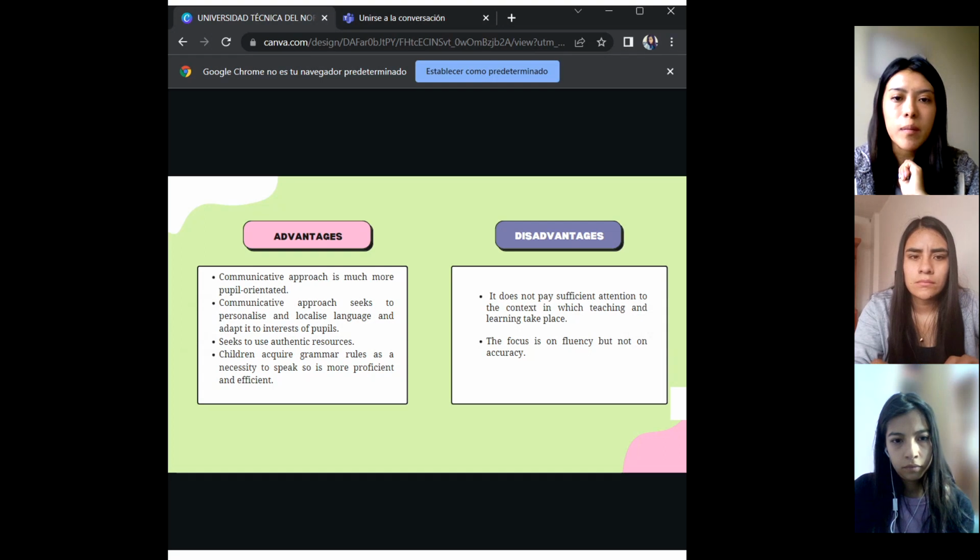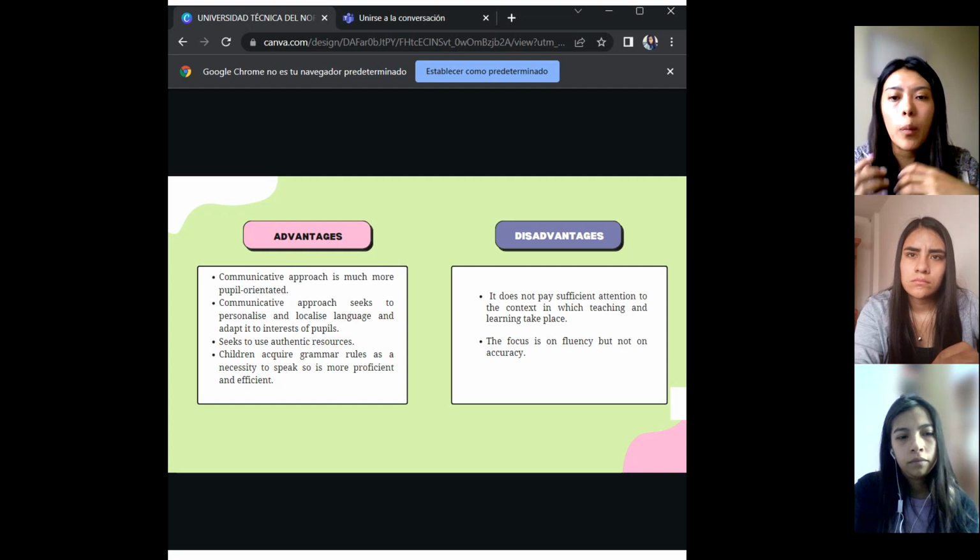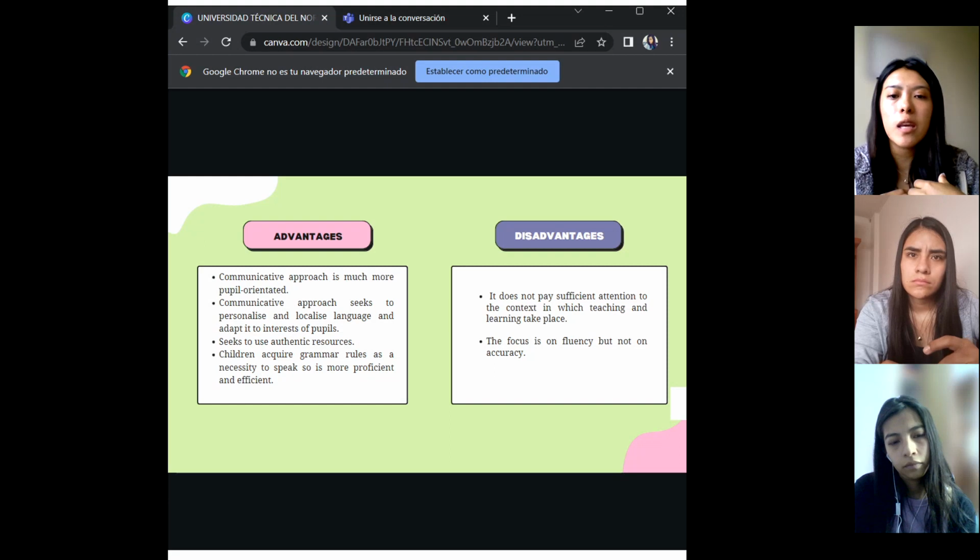Advantages and disadvantages. Here we have some advantages of CLT. The first is that the communicative approach is much more people-oriented because it is based on people's needs and interests. The second is that the communicative approach seeks to personalize and localize language and adapt it to the interests of people. Meaningful language is always more easily retained by learners.